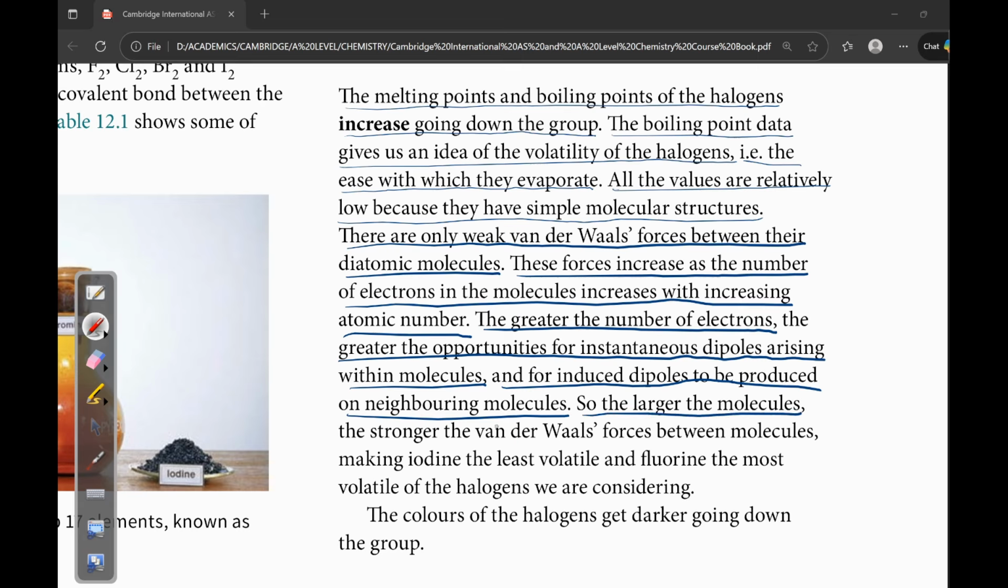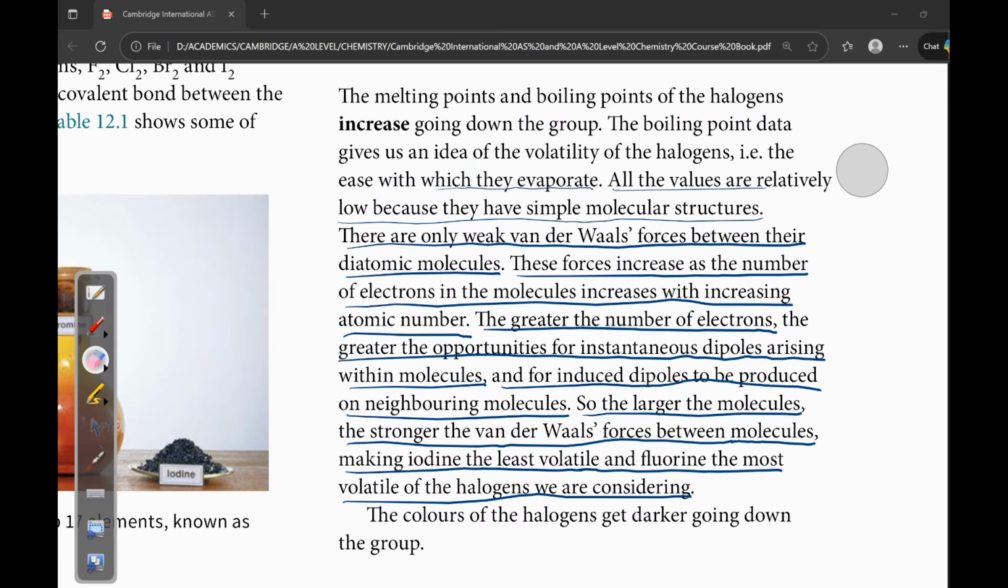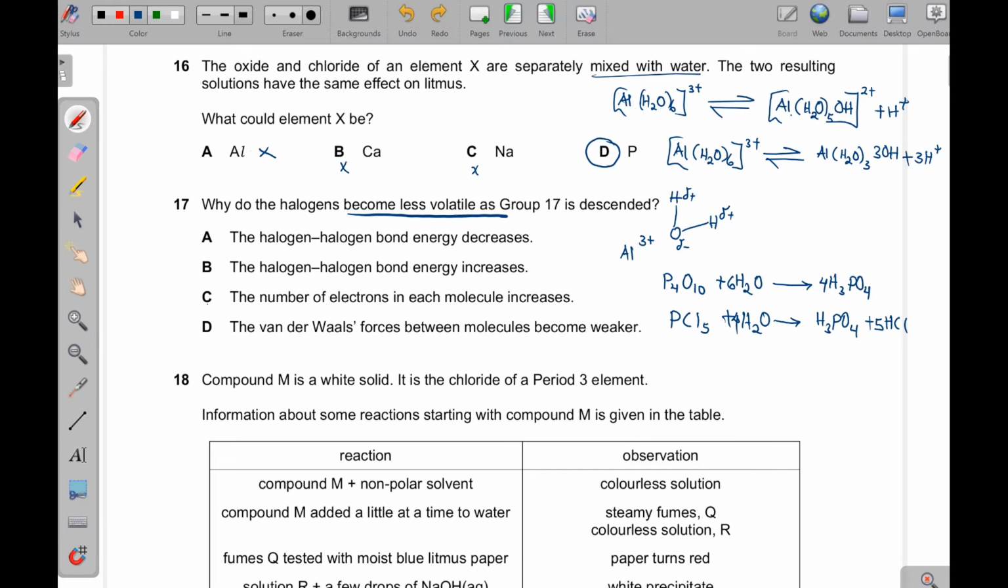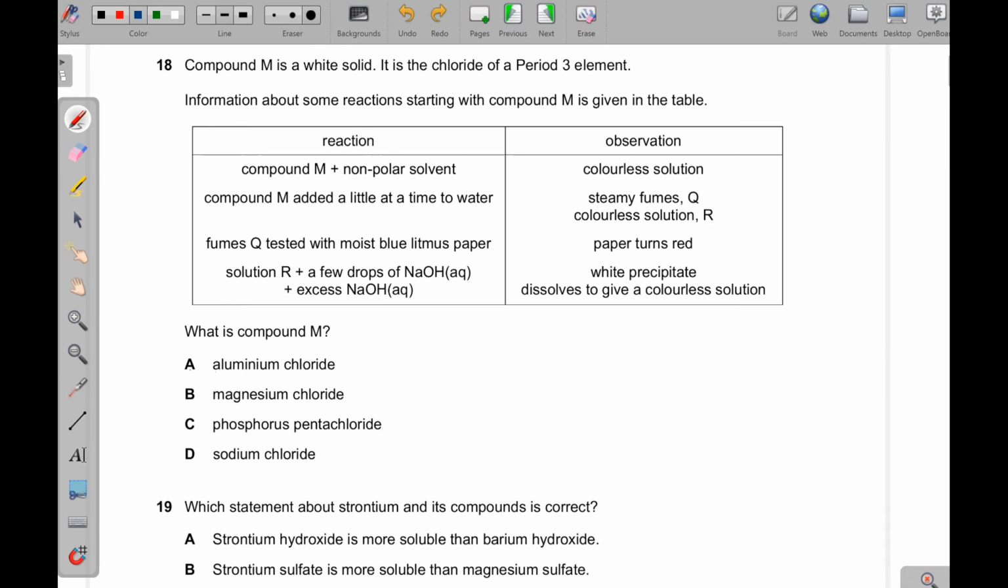So the larger the molecules, the stronger the van der Waals forces between the molecules, making iodine the least volatile. You see this? The least volatile, and fluorine the most volatile of the halogens we are considering. Now, going back to the question, volatility will decrease as you descend group 17, okay? So our answer has to be the one for question 18.